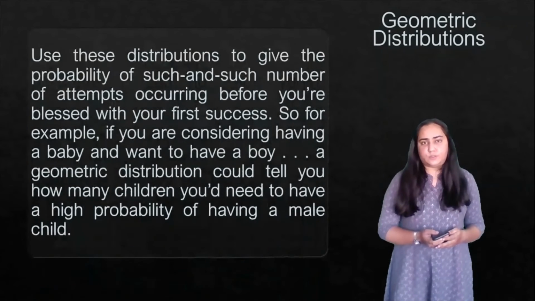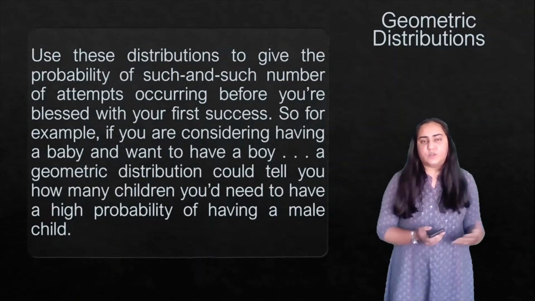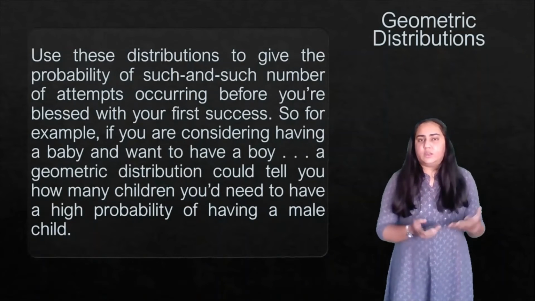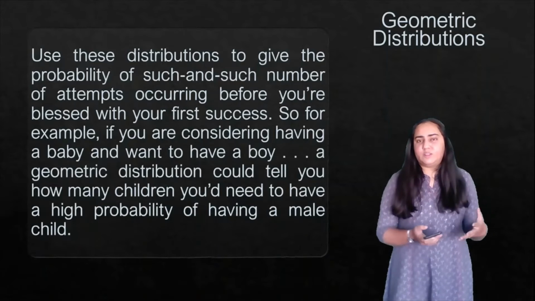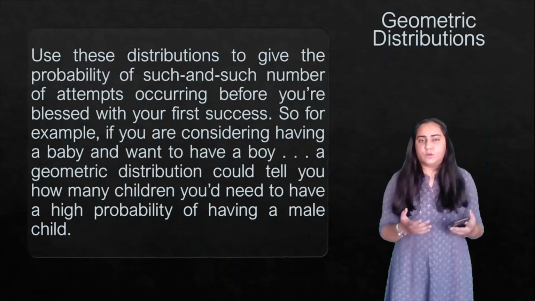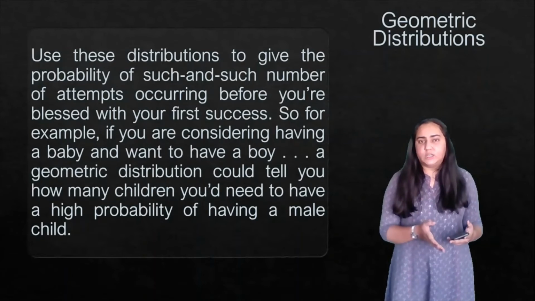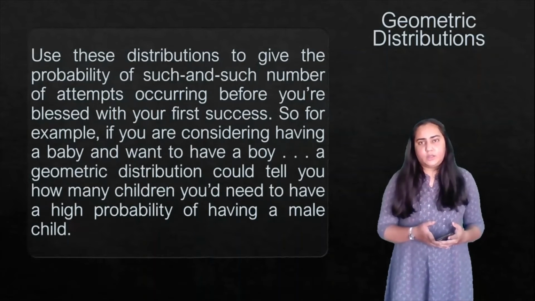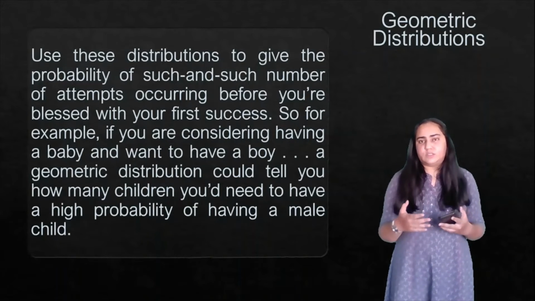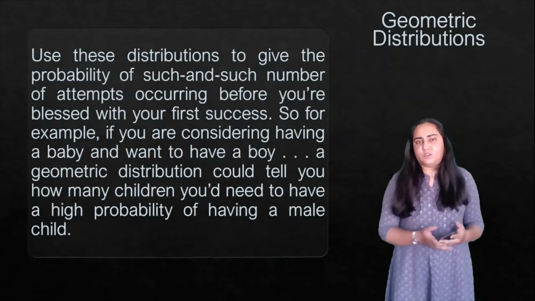Next is geometric distributions. You can use these distributions to give the probability of such and such number of attempts occurring before you're blessed with your first success. A very good example of this is if someone is considering having a baby and they want to have a boy, then a geometric distribution could tell them how many children they need to have a high probability of having a male child. There is an experiment, but how many times do you need to do this experiment to have a success? That is geometric distribution.